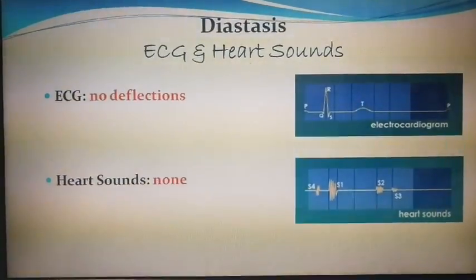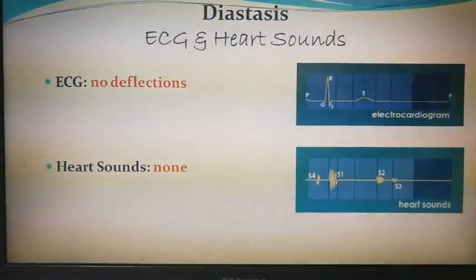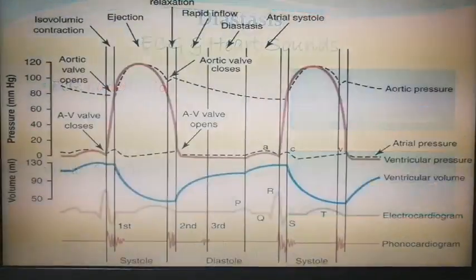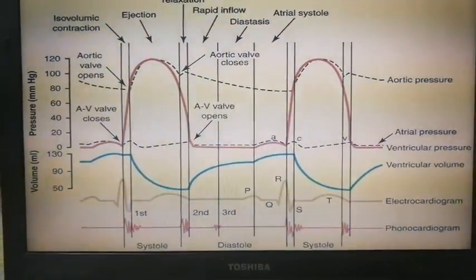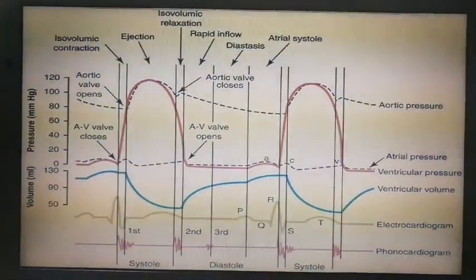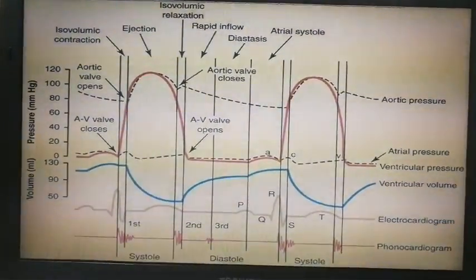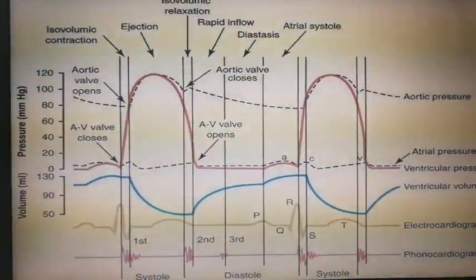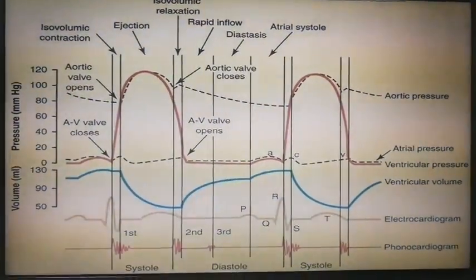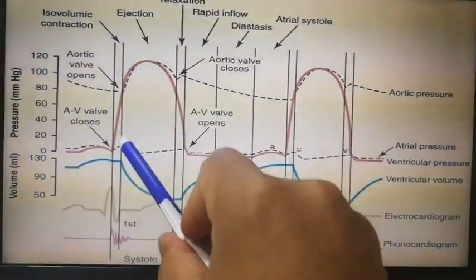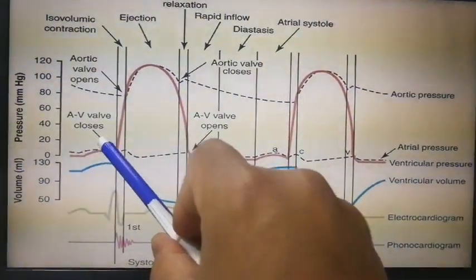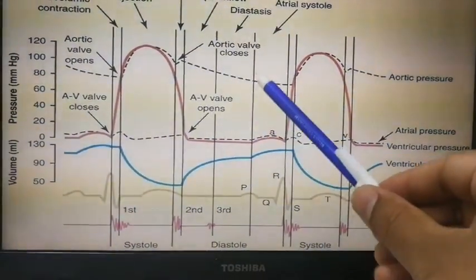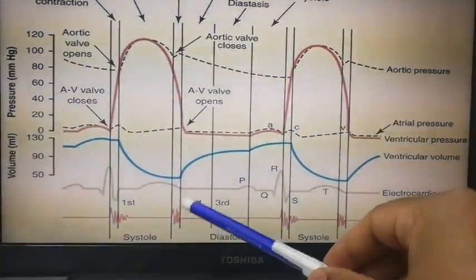This is diastasis, the slow filling phase, and there is no deflection and no heart sound. And this is the main picture. You have to draw this picture. Now you can correlate here: the AV valve is closed. As you know, when the AV valve is closed, the S1 heart sound is produced. When the aortic valve is closed, the S2 heart sound is produced.